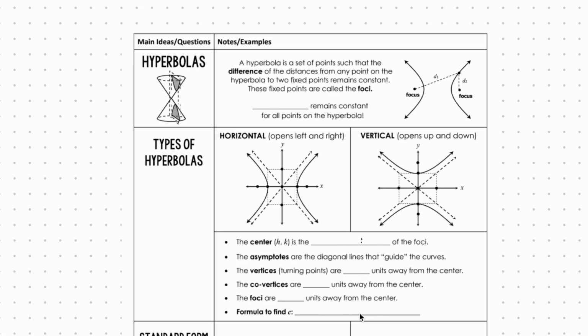If you go back to the lecture about circles, we talked about this double-napped right cone. Hyperbolas occur when we slice that double-napped right cone vertically. That's going to create two curves. Sometimes they're going to be horizontal, like this, and sometimes they're going to be vertical, like this.